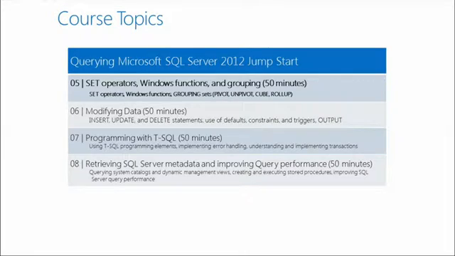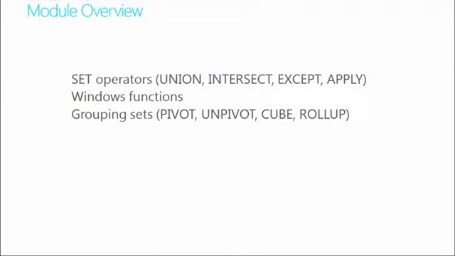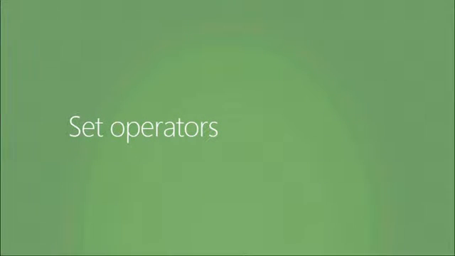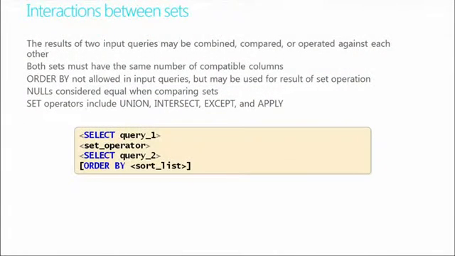We're going to move into Module 5, where we're going to discuss set operators. We're also going to talk about some additional Windows functions and some additional grouping options, ways for us to, again, summarize some data. So we're going to talk about set operators, Windows functions, and grouping sets, using things like pivots, cubes, and roll-ups. That's what we're going to dig into in this section, so we've got some cool stuff left to discuss. Let's open up this section with set operators.